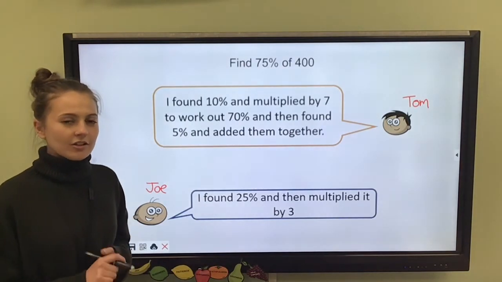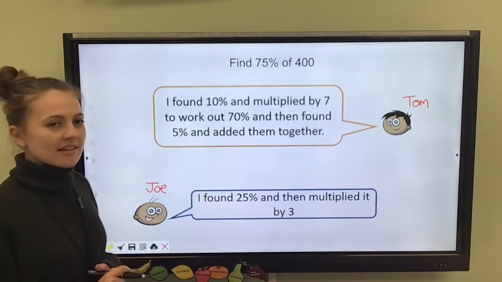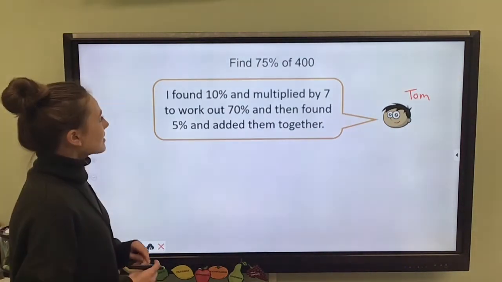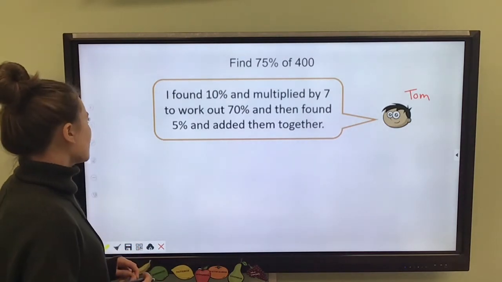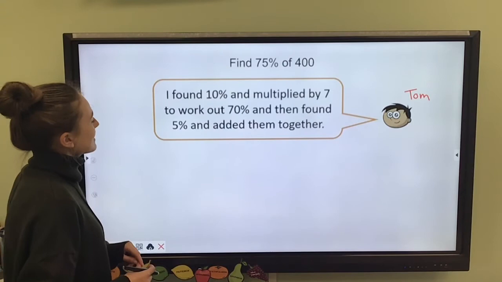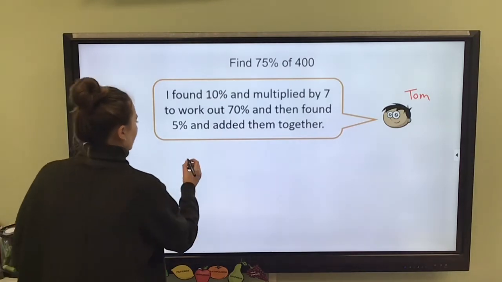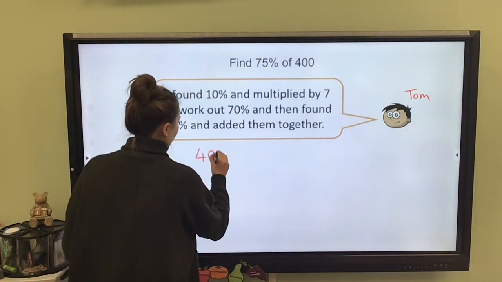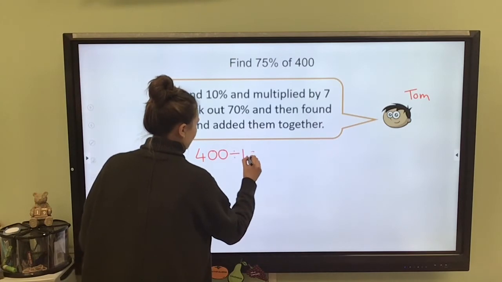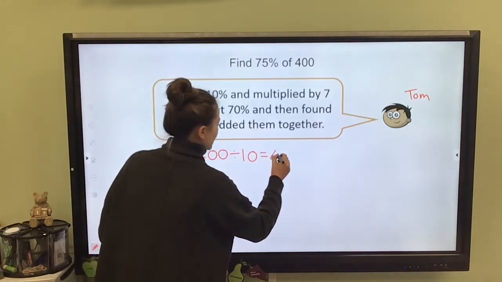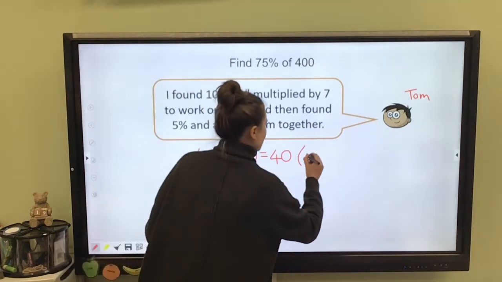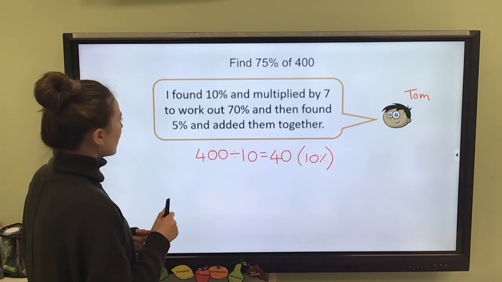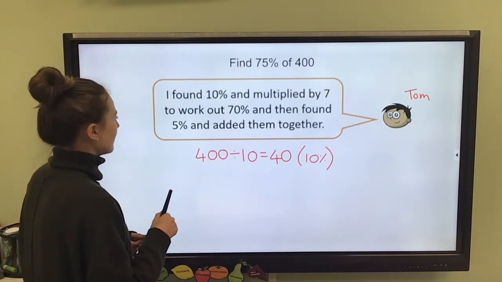Have a think. You decide whether you think both of them are correct, because on the next slide we're going to work through both of their ideas and see. So let's start off by looking at Tom's method. To begin with, Tom found 10%. To find 10% we need to divide our whole by 10. So let's do 400 divided by 10, which we know equals 40. I'm going to label that as 10% so we don't forget. Then Tom said he multiplied his answer by 7.